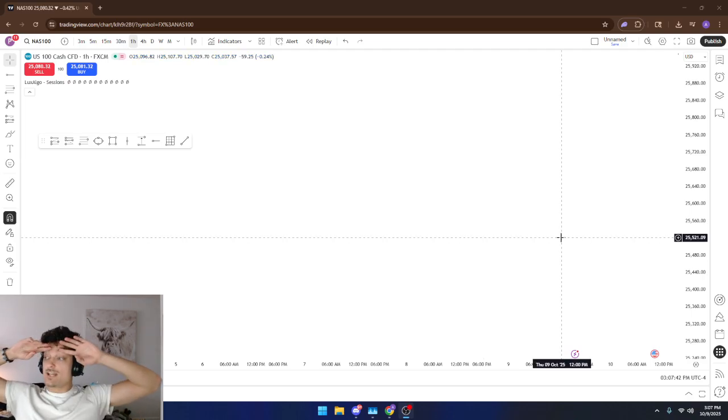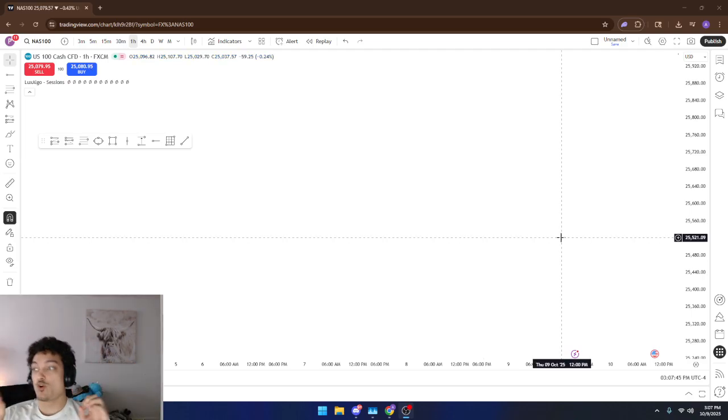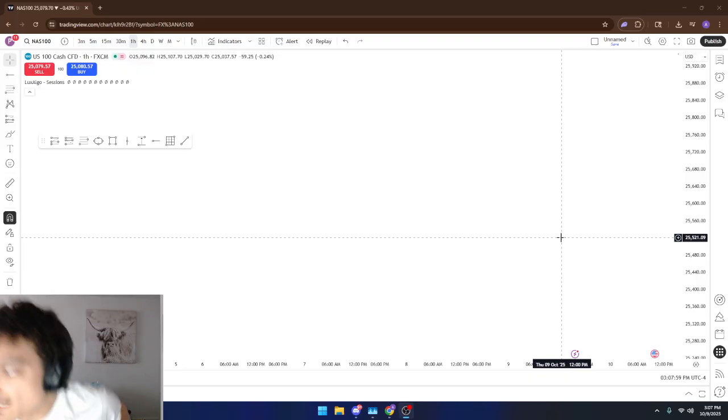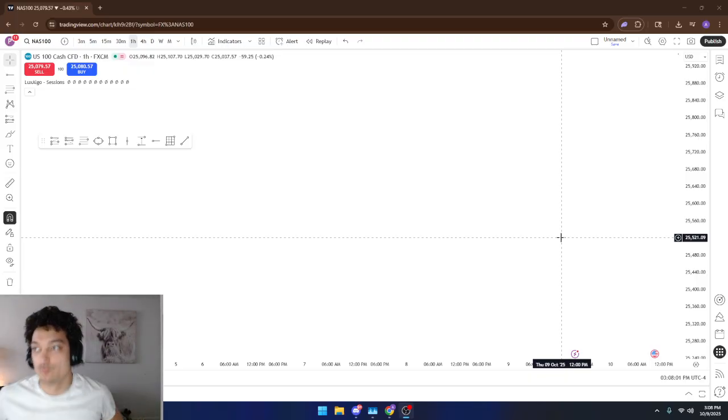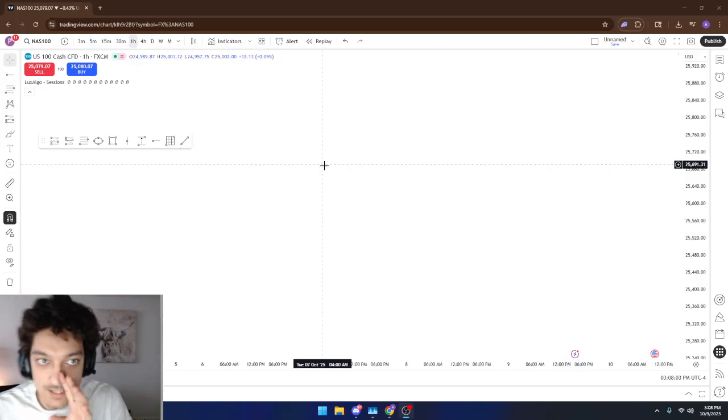Okay, today's day 3, and today we're going to be learning about break of structure, right? A break of structure is to identify when the market is shifting trend. Break of structure can happen on any time frame. All these confluences that I'm teaching you can happen on any time frame at all.